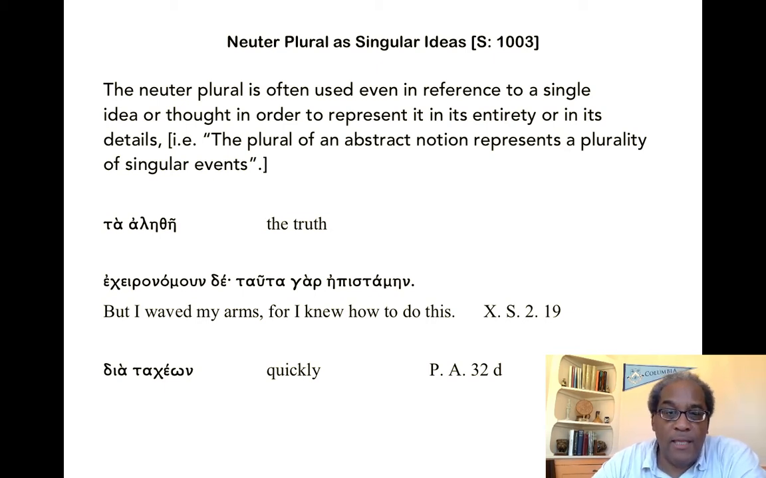So we can speak of ta alethe, the truth, or in this example from Xenophon, but I waved my arms, for I knew how to do this. Ekeironomoun de tauta gar epistamen. The tauta represents all the various motions involved in waving one's arm as a singular event in its details. And then from Plato's Apology, we have just the adverbial expression diatakheon.